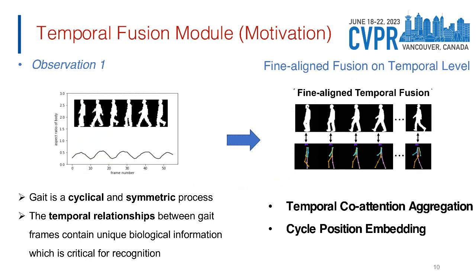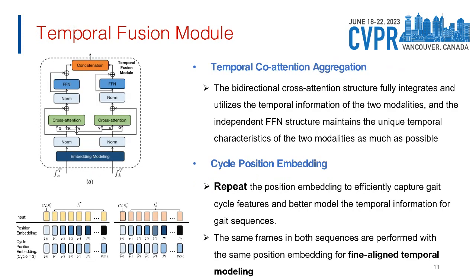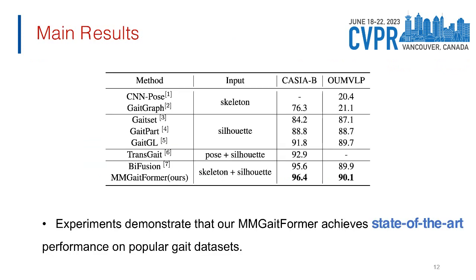Similar to spatial fusion module, we also design a co-attention module to fuse and aggregate the temporal information of 2 modals, and we propose cycle position embedding to perform temporal modeling. We repeat the position embedding to efficiently capture gait cycle features and better model the temporal information for gait sequences. Moreover, the same frames in both sequences are performed with the same position embedding for fine-aligned temporal modeling. Next, I will introduce our experimental results.